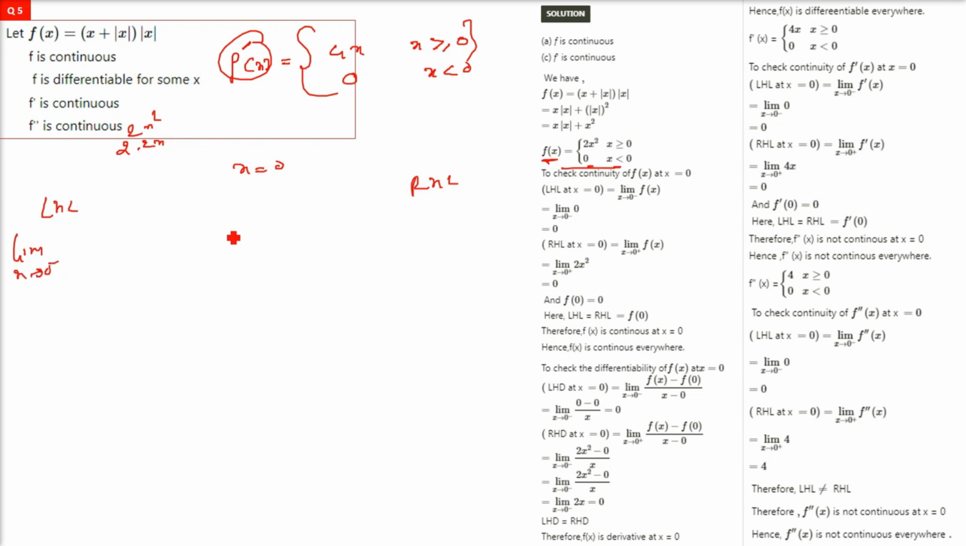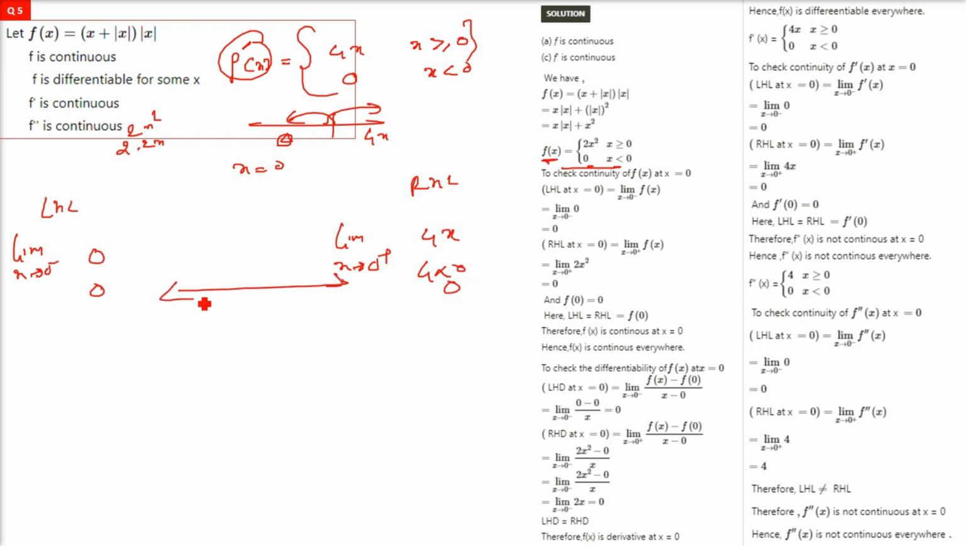So limit x tends to 0 minus, and here limit x tends to 0 plus. So 0 minus means you are going on the left, that is you are going to use the function as 0. When you go on the right, you have to use the function as 4x. So you have a 0 and 4x. Now you can just apply the limit directly because there is nothing of 0 division by 0 form. So when you apply x as 0, left hand and right hand limits are both 0.